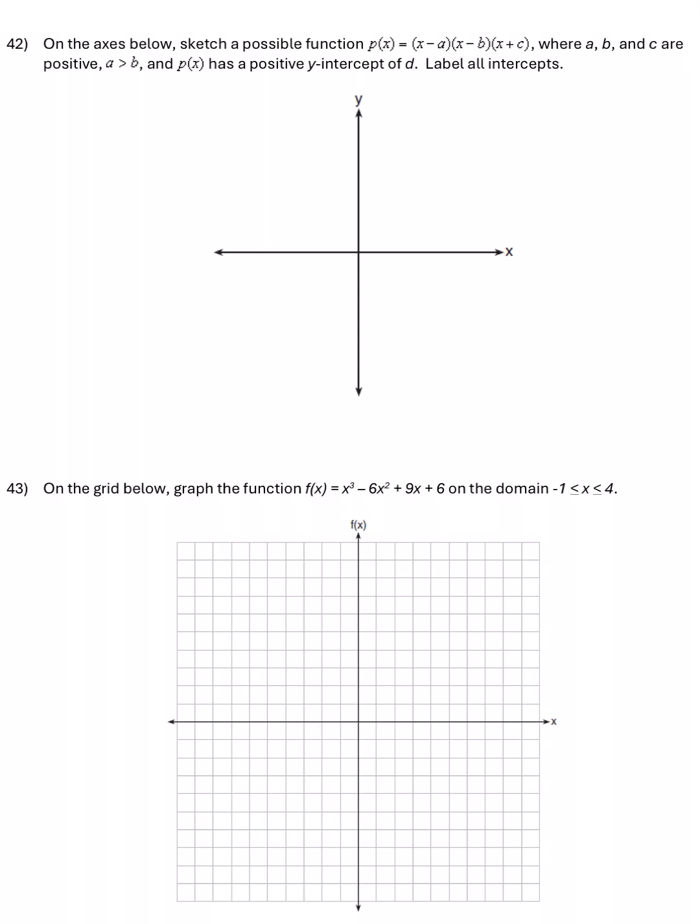Okay, so we know that if we have a factor of X minus A, doesn't the 0 have to be at X equals positive A? So somewhere on the positive portion of the x-axis, let's put A.